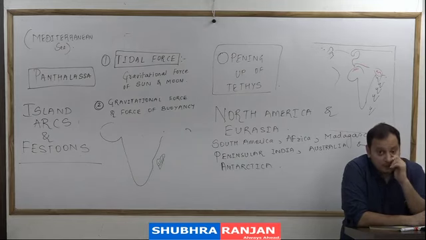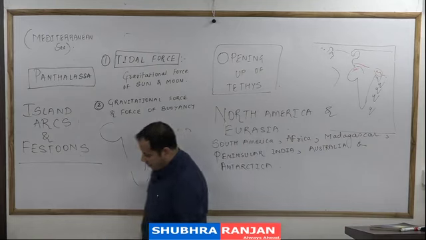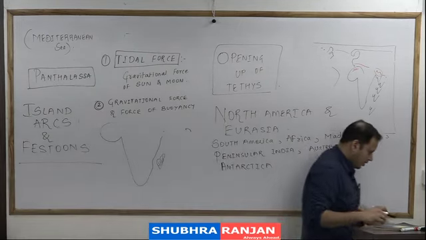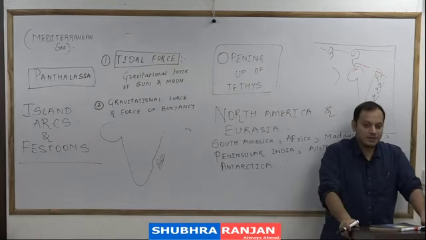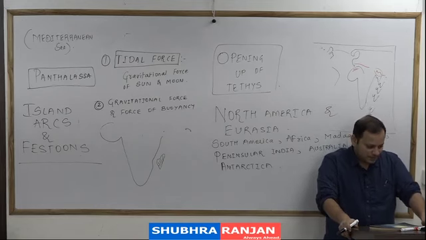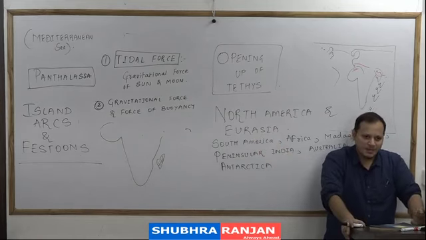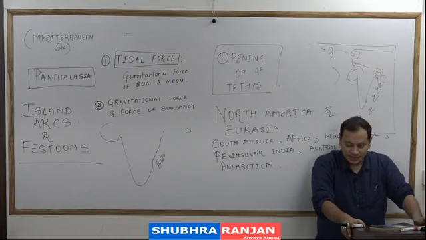Next, that is the last point. The original Panthalassa was reduced in size to form present day Pacific Ocean. So Pacific Ocean is an example of a contracting ocean. हम यही प्लेट टेक्टोनिक्स में देखेंगे. This is what is known as the Pacific Ring of Fire. क्यों contract हो रहा है, etc.